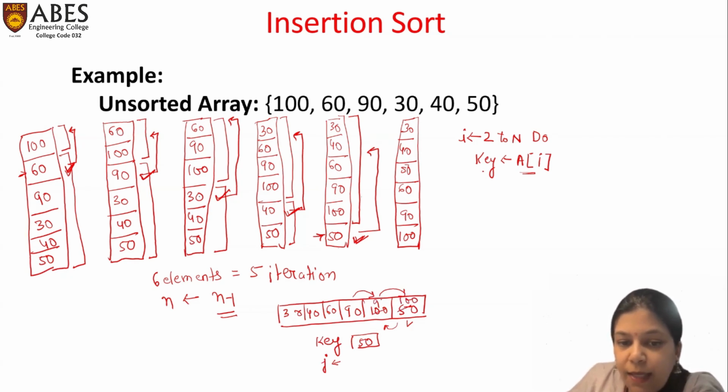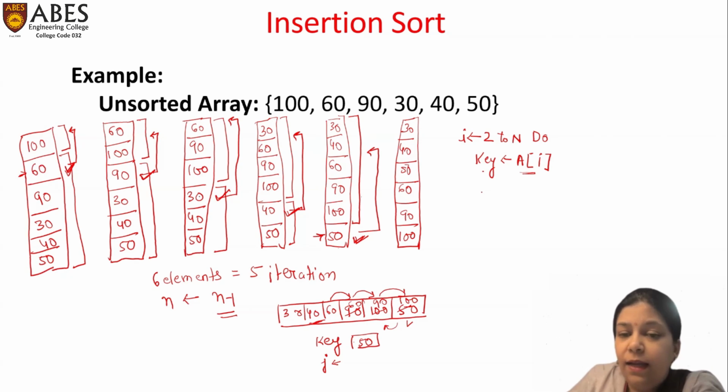This will become 90. Again, I have to place 60 here. So this will become 60. Till what time do I have to do this? Till the time I have not got a value which is less than the key value, to keep on placing the values in the next block, right?